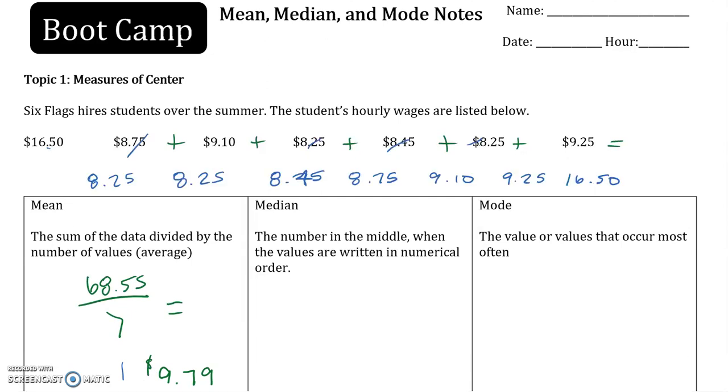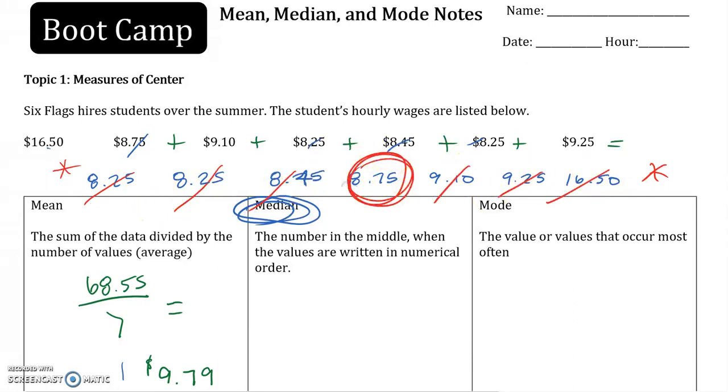To calculate the median, you're looking for the number that is in the middle of your data set. So it doesn't really matter what numbers you have, I just care about which number lies in the center. So the first thing you want to do is reorder your numbers, putting them usually from least to greatest, which I have done here. And you want to find the number that happens to be in the middle. Since I have 7 numbers, my number in the middle should be the 4th number, which is 8.75. That would be my median number.